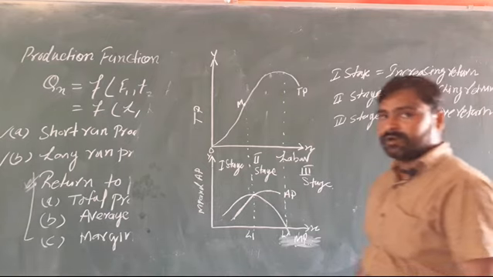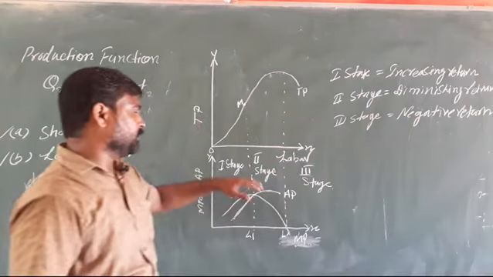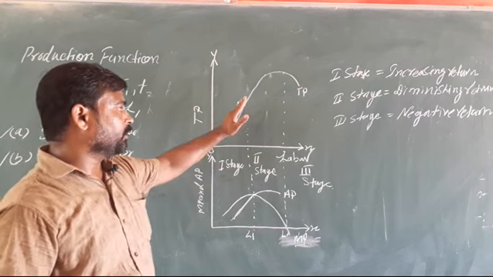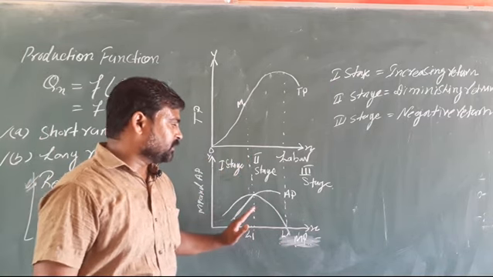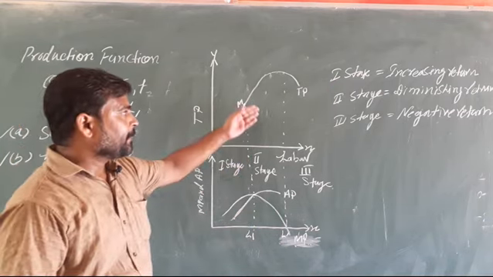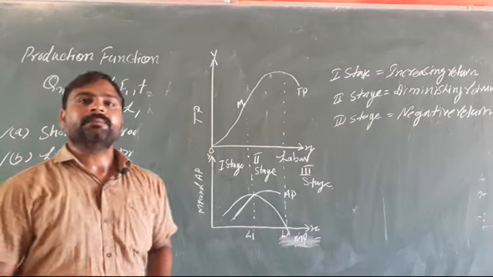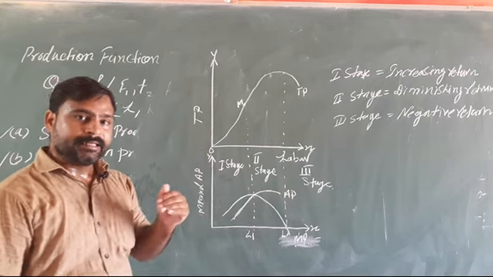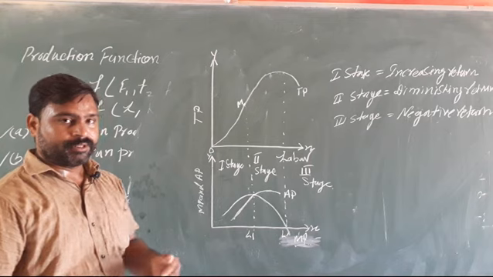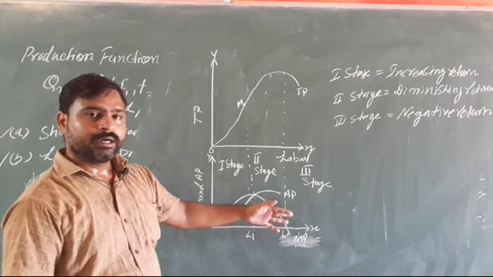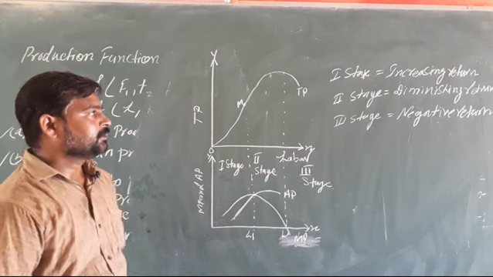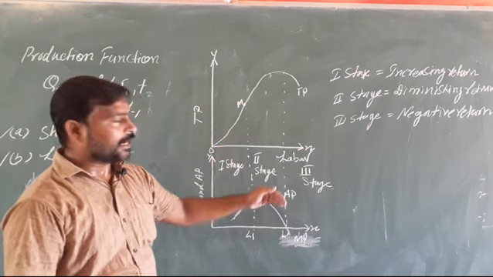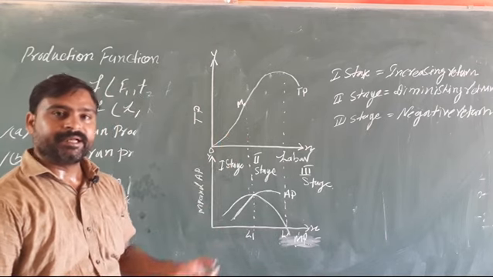These are three stages. First stage is known as increasing return, as here marginal product is increasing, total product is increasing, and average product is also increasing. The second stage is known as diminishing return, as the total product is increasing at a decreasing rate, marginal product is decreasing, average product also starts decreasing. Third stage is known as negative return, as total product starts decreasing, marginal product becomes negative.